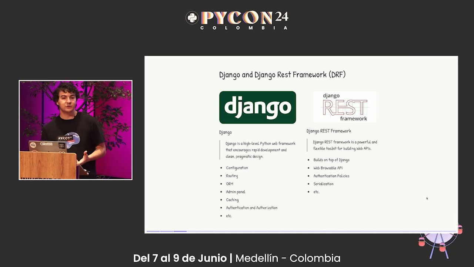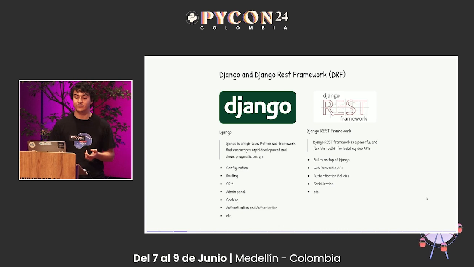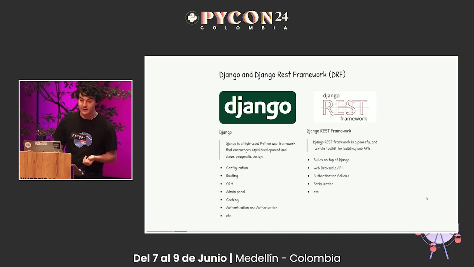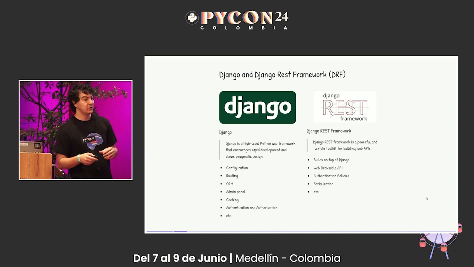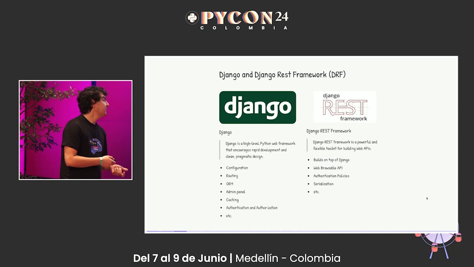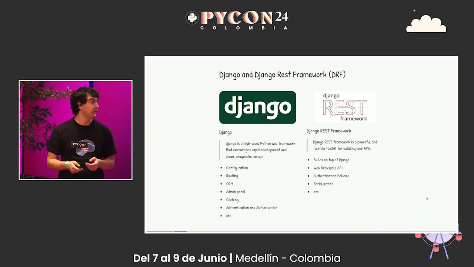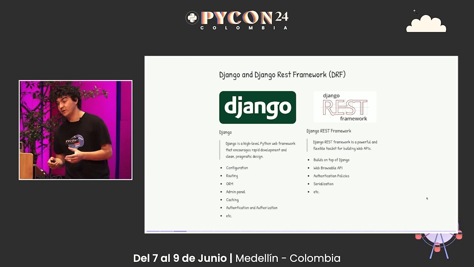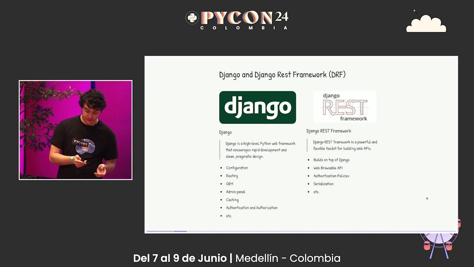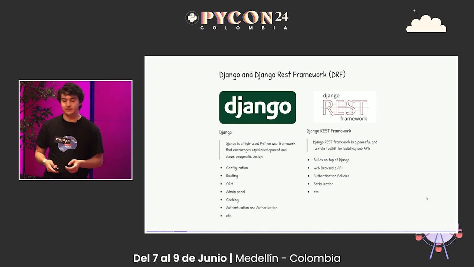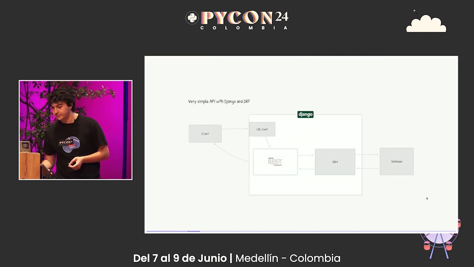It builds on top of Django. So Django REST framework is a powerful and flexible toolkit for building web APIs. It goes on top of Django, builds web browsable APIs so that you, as a developer, can go to the different endpoints and see what's happening. Authentication policies, serialization. It offers the possibility of handling multiple HTTP verbs, etc.